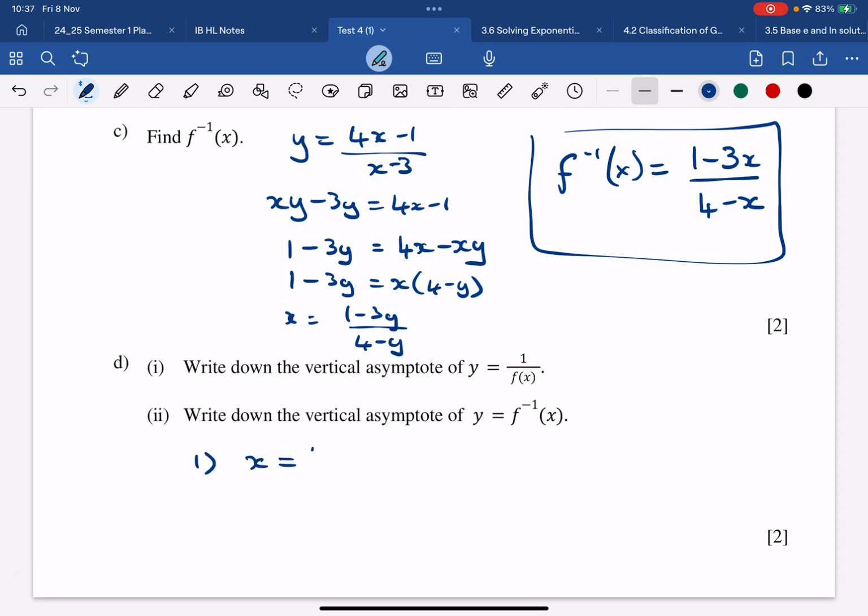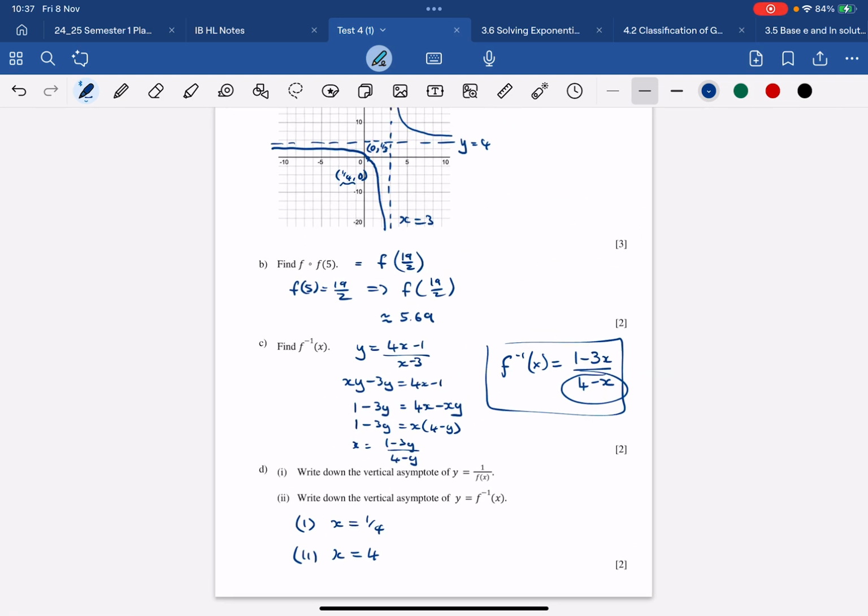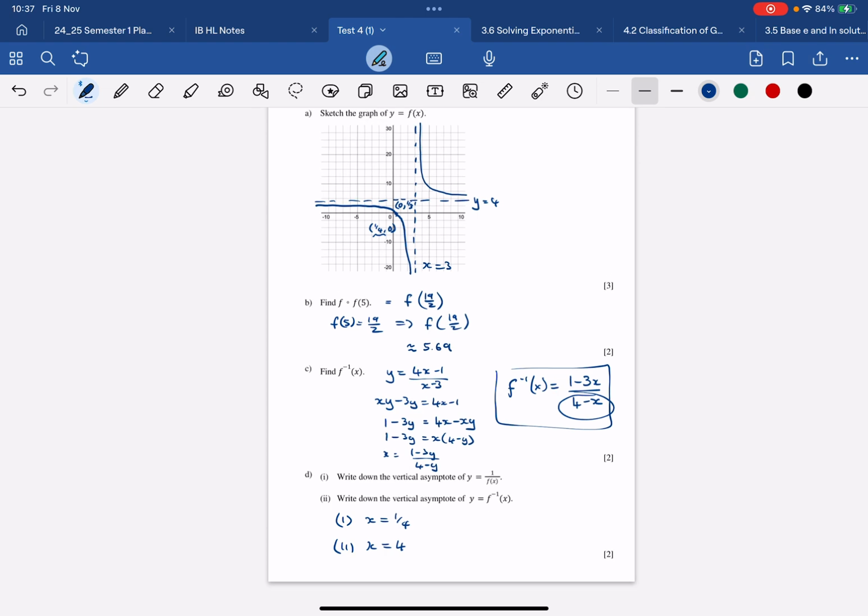x equals a quarter. And the vertical asymptote of f to the minus 1 of x, that comes from underneath the bracket there, what x can't be, which is, if I make x 4, then we divide by 0. So that's my vertical asymptote there. So actually 9 marks, quite a straightforward question.